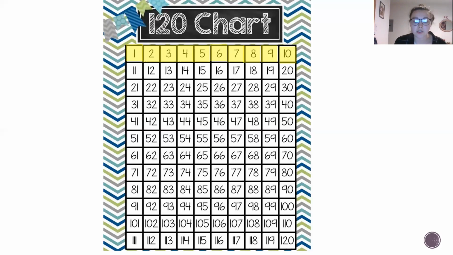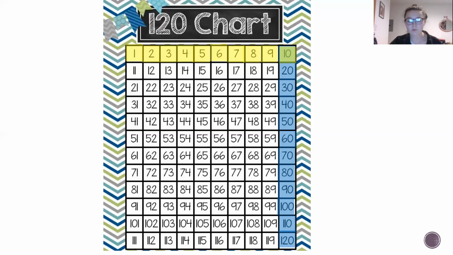We also recognized another super important pattern in our 120 chart, and we noticed that as we go down the columns, the numbers are also getting bigger. But this time they don't get bigger by just 1, they're getting bigger by 10. And as we move down the columns, we can count by 10. So let's start here at our 10. And as we go down, we can count by tens all the way to 120. So I'm going to count, and if you want to count with me on your computer, you can. So 10, 20, 30, 40, 50, 60, 70, 80, 90, 100, 110, 120.